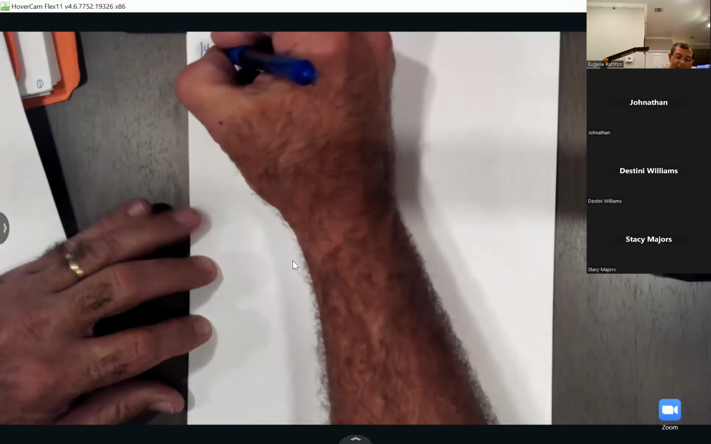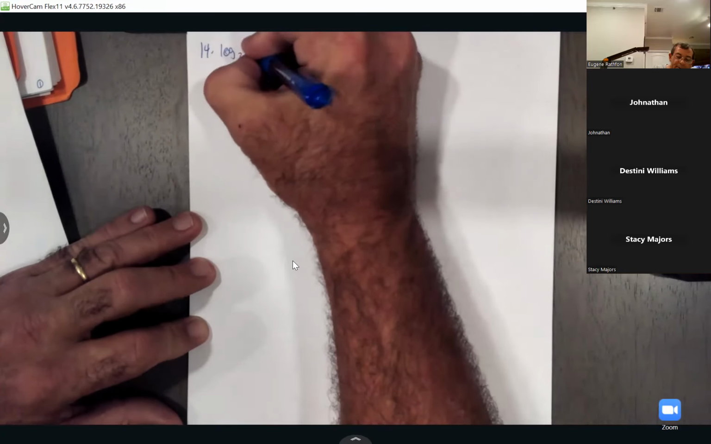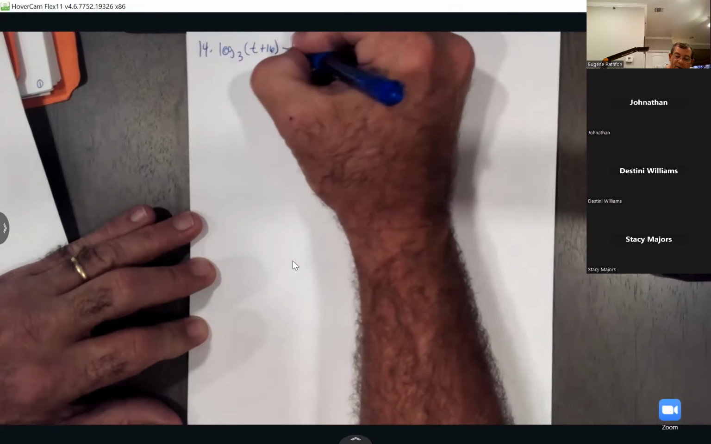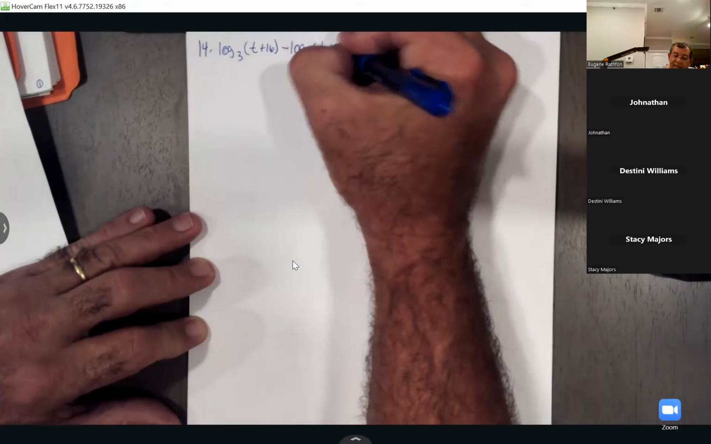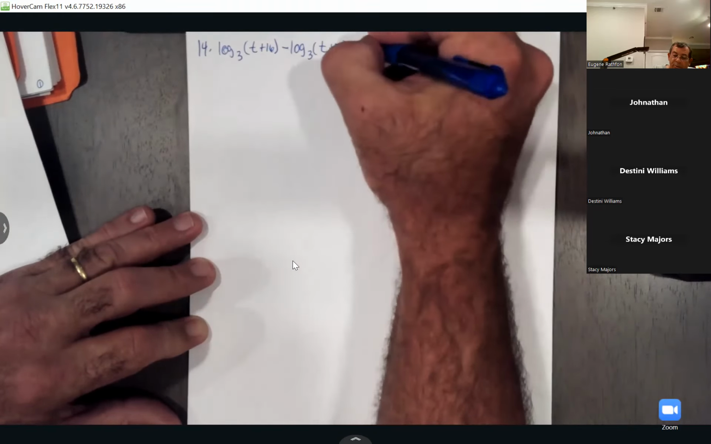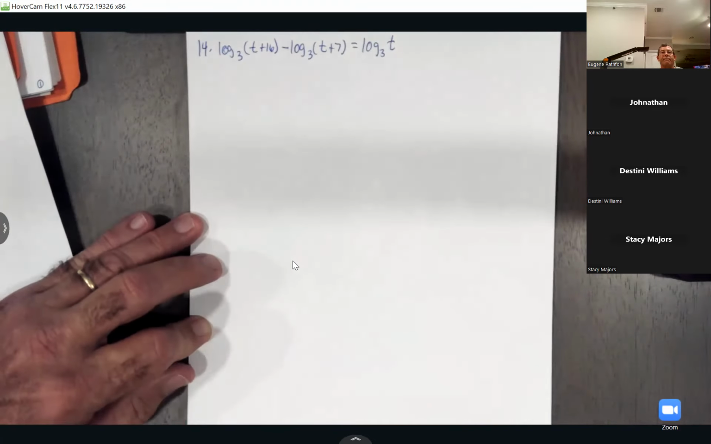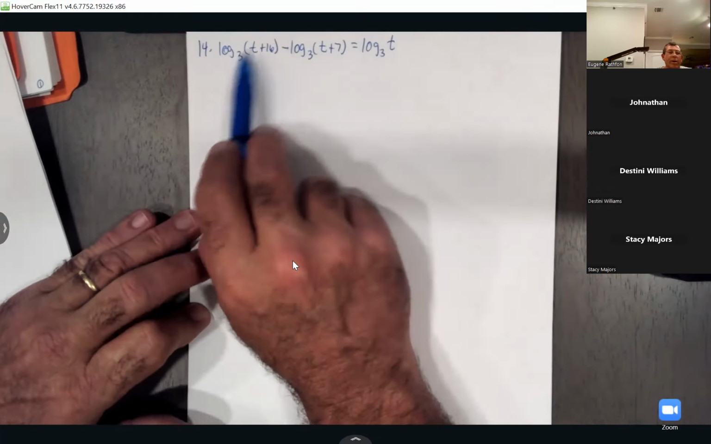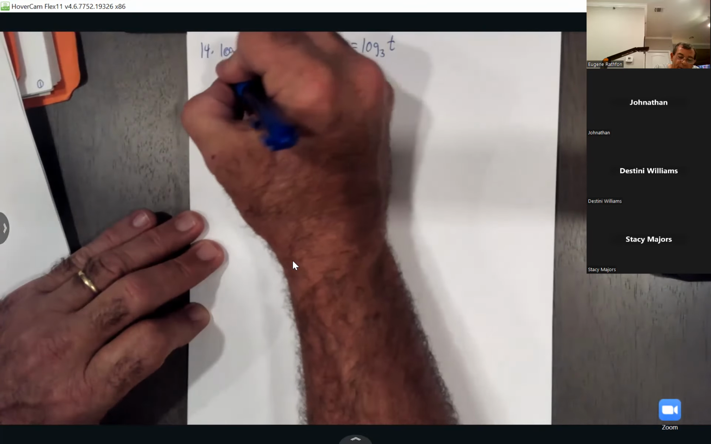All right, so 14, I got a log base 3 of t plus 16 minus a log base 3 of t plus 7 is going to equal a log base 3 of t. Guess what? Over here, you got more than one log. So we need to write as a single log.